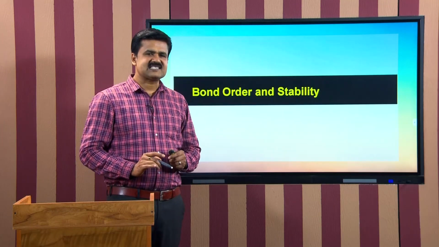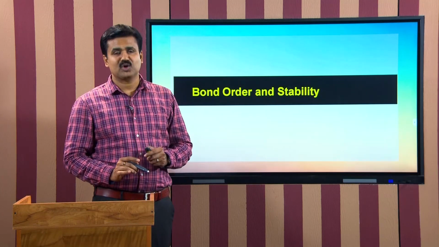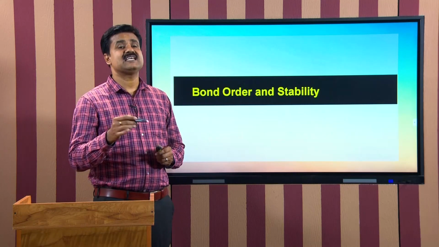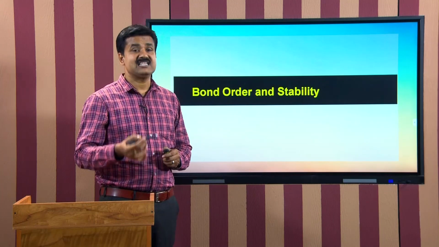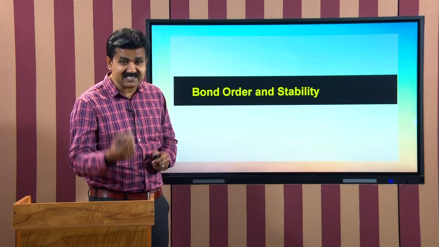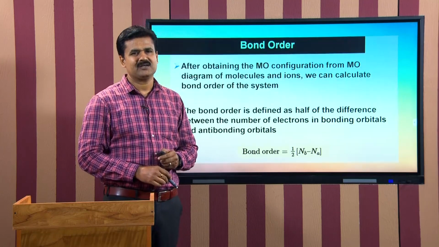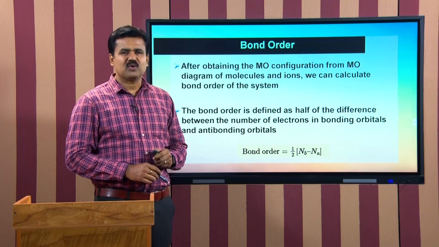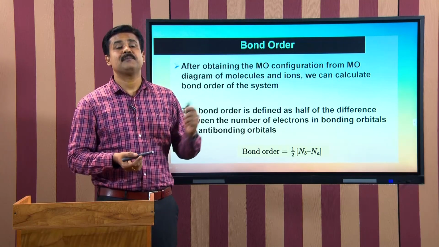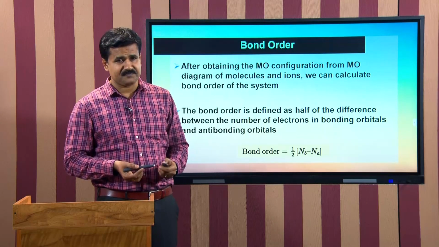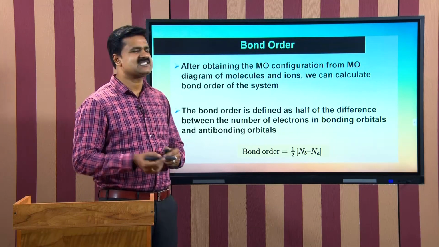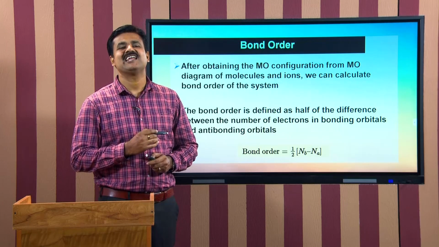Now, we are discussing another important parameter, that is called bond order. Bond order is a measure of stability. The important advantage of molecular orbital theory over valence bond theory is that MO theory can assess the stability of the molecule, and that stability assessment is based on a parameter called bond order. After obtaining the MO configuration from the molecular orbital diagram of molecules and ions, we can calculate the bond order of the system. The bond order is defined as 1/2 of the difference between the number of electrons present in bonding orbitals and that present in antibonding orbitals.